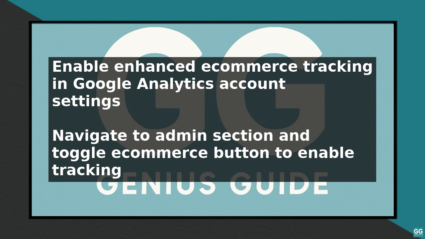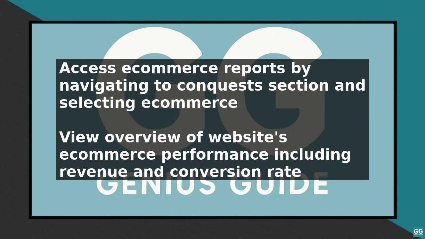You will also need to set up the necessary tracking code on your website, which typically involves adding a small snippet of code to your website's pages. Once Enhanced E-commerce is set up, you can begin to report on key metrics such as revenue, conversion rate, and average order value. To access these reports, navigate to the Conquest section of your Google Analytics account and select E-commerce.